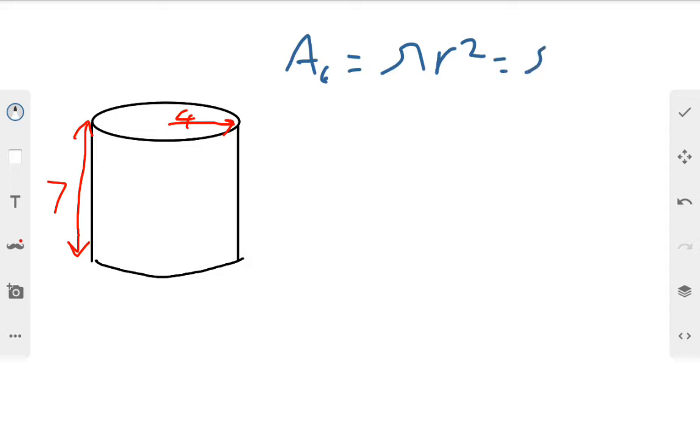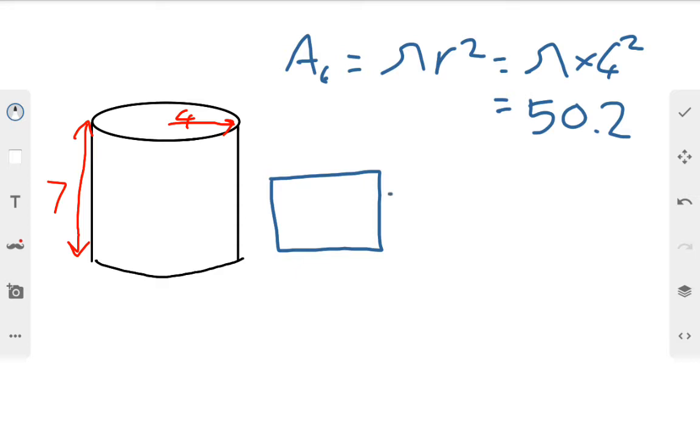So this here is going to be pi times 4 squared, which is going to give us 50.2. That's the area of the top. Now the area of the space that is wrapping around the circle is going to be, if we were to unfold that, that would look like a rectangle.